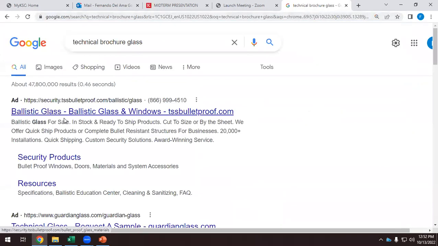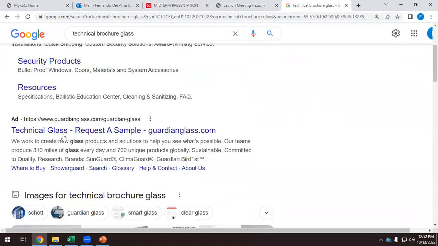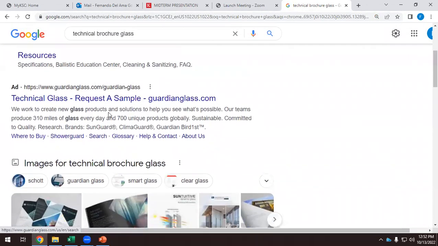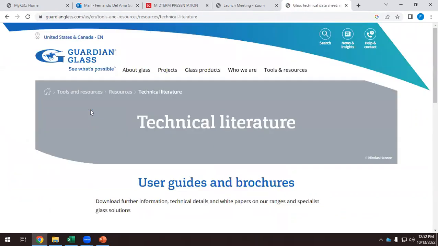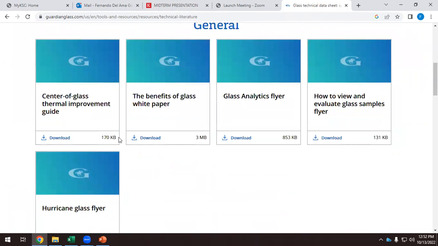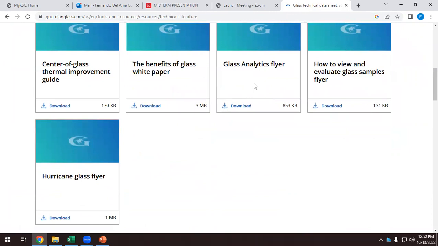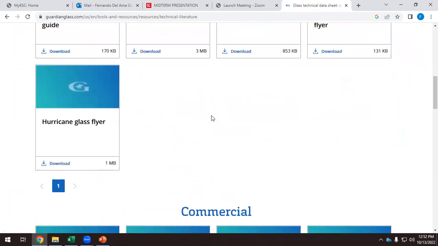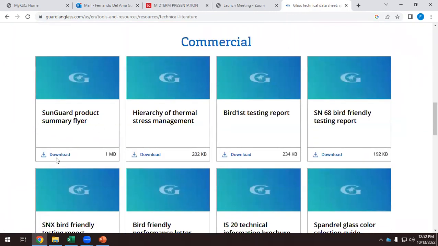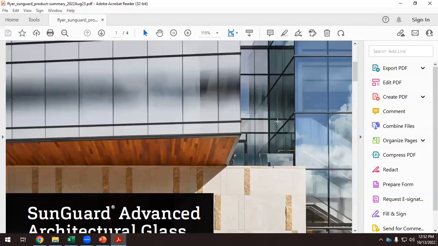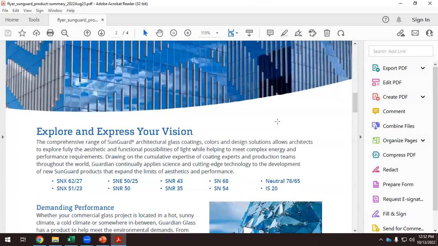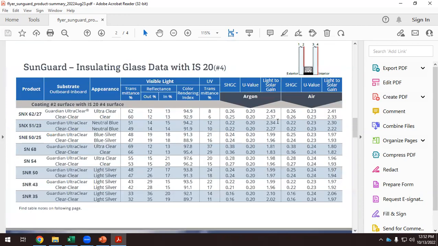I want technical data for glass. Technical data sheet. Yeah, so this is what I need. This is for Guardian. Let's download this. And we always have a nice fancy building with our vision. Okay, but this is what I want.